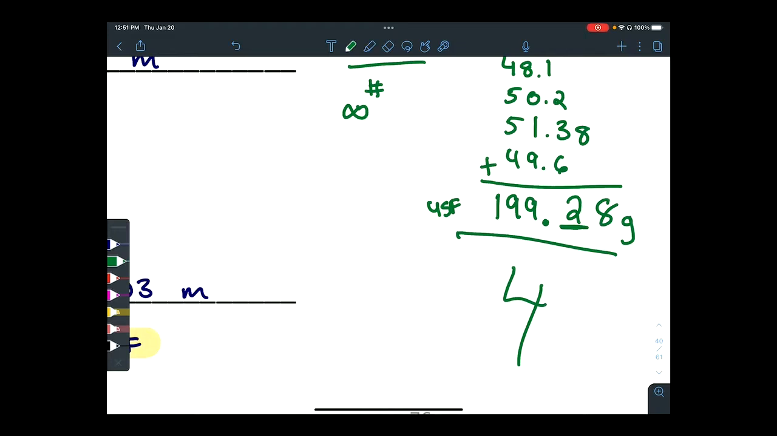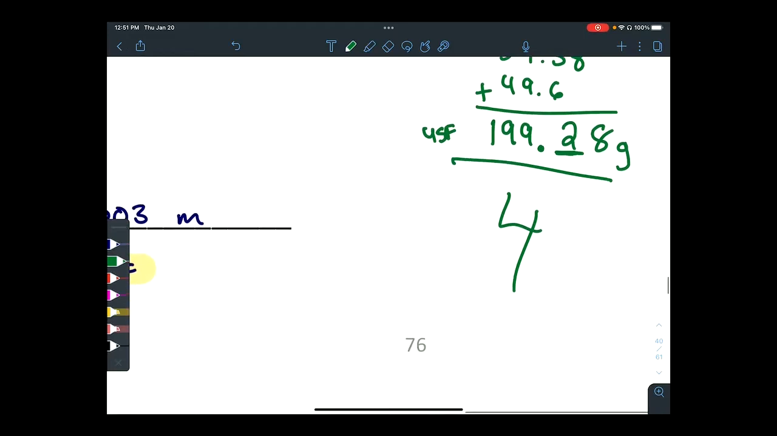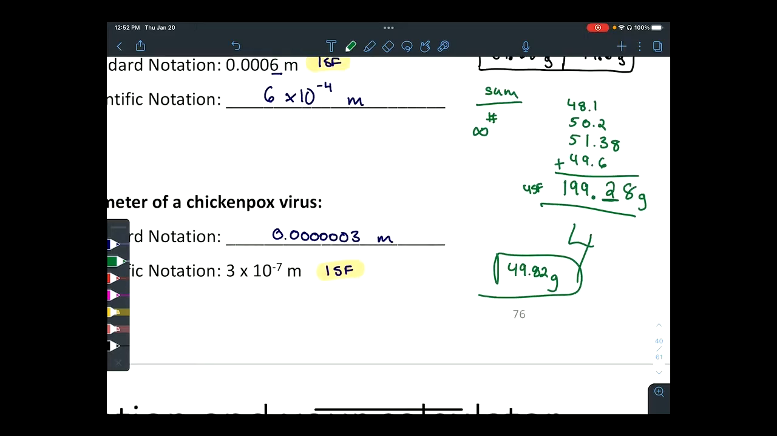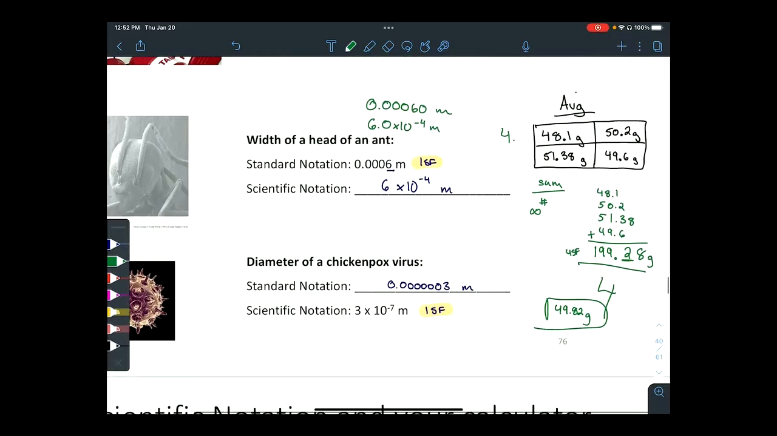So this is an example where we actually gained confidence in our answer. And so if we divide that by 4, we get the average is 49.82 grams. That's like the average mass of a chicken egg. All right, so that kind of goes over averages and sums. Again, go to the chapter 1 overview sheet for more practice on addition, subtraction, multiplication, and division.